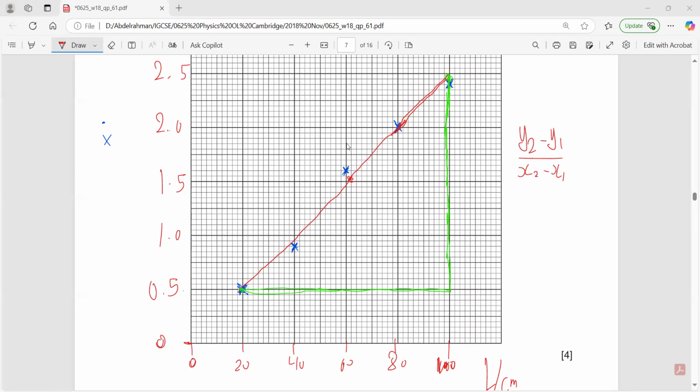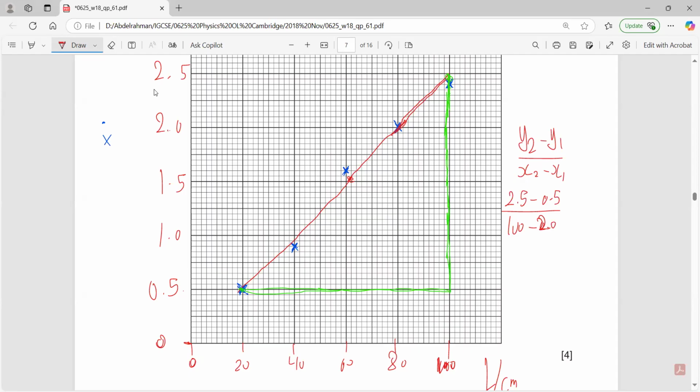Let me write down the values. 2.5 minus 0.5 over 100 minus 20. Mister, I wrote down 2.4 minus 0.5 over 100 minus 20. Is that wrong? No, that would be correct. Okay, let's calculate it.